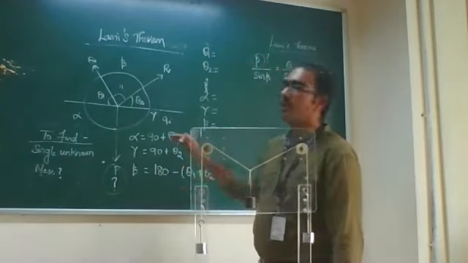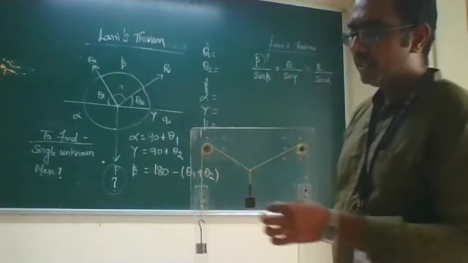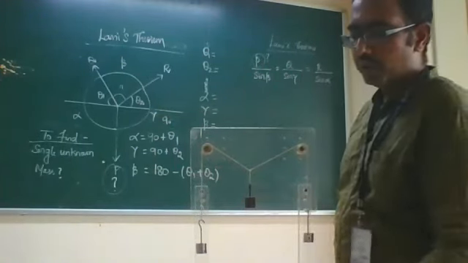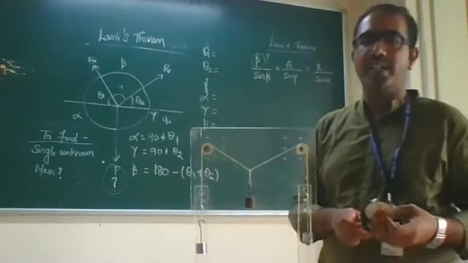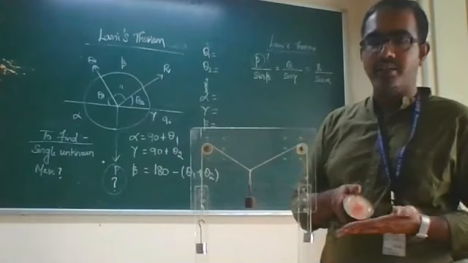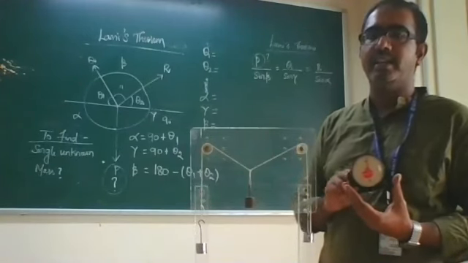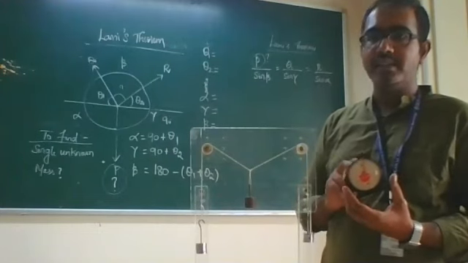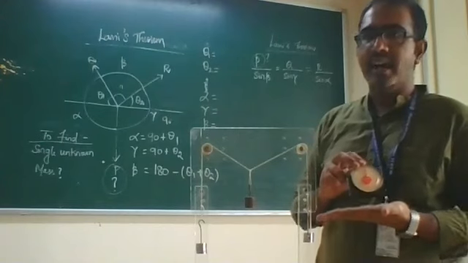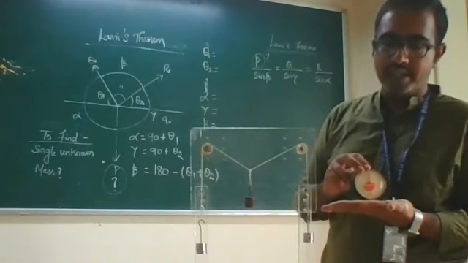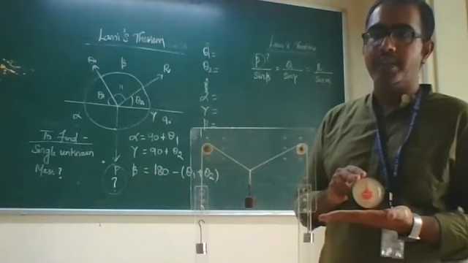If you know the values of theta 1 and theta 2, we can find out the unknown mass. For finding theta 1 and theta 2, we use an instrument called an angle finder. This instrument is used in the active learning lab for finding angles. For example, if my hand is in the horizontal position and I keep this angle finder on it, it gives a value of 0 degrees.